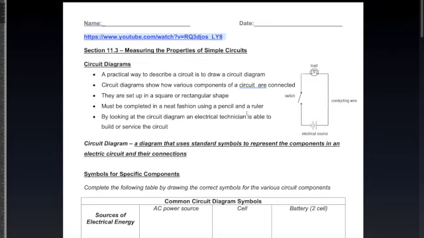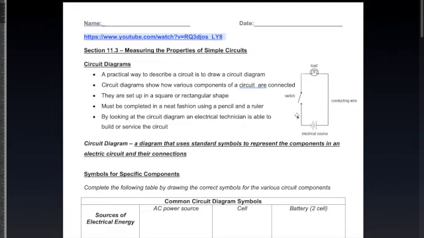It has to be done neatly. Pencil and a ruler is the best way to go about doing it. If you can draw lines that are pretty straight without using a ruler, not the end of the world. In a traditional setting, if this were like a test or something, a ruler would be useful, but if you could get away with making it look not crazy messy without a ruler, then it would probably be okay. But make sure you get one, so when you're doing these next couple lessons, you'll need a pencil and a ruler as you go through the homework. And then the electrical technician is able to build or service the circuit.